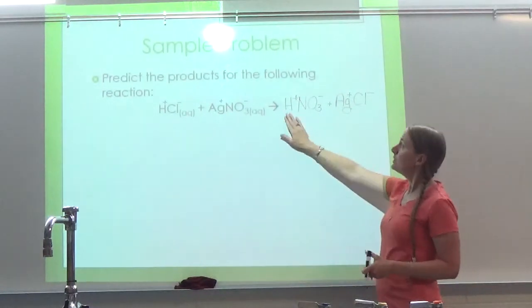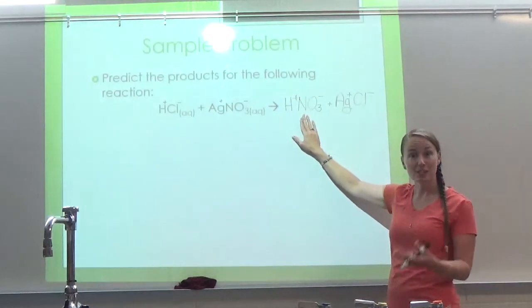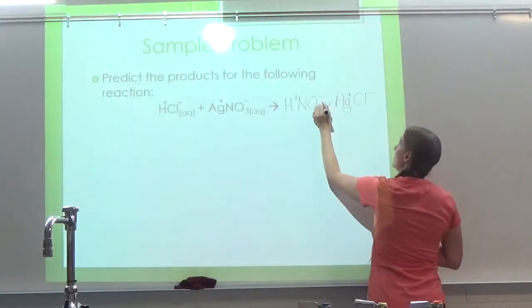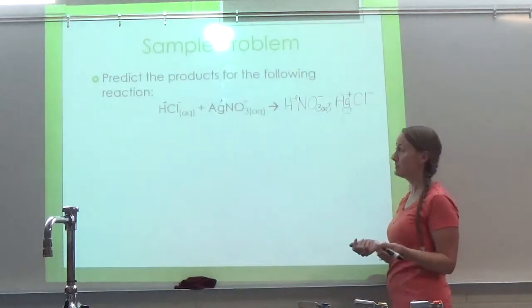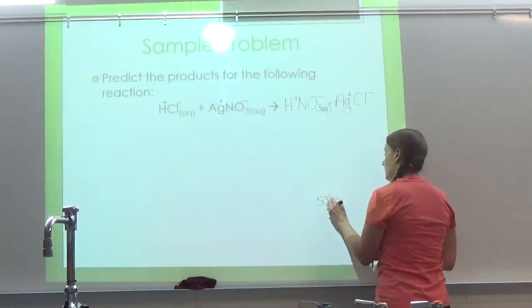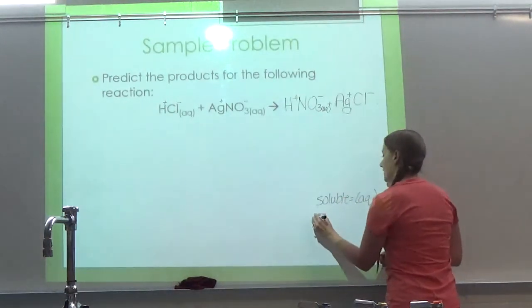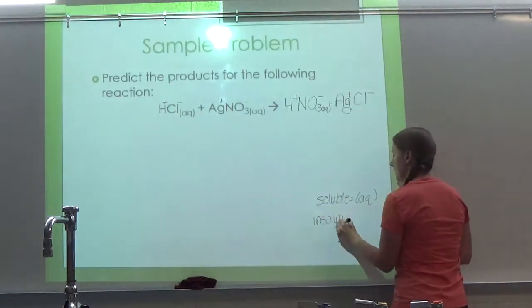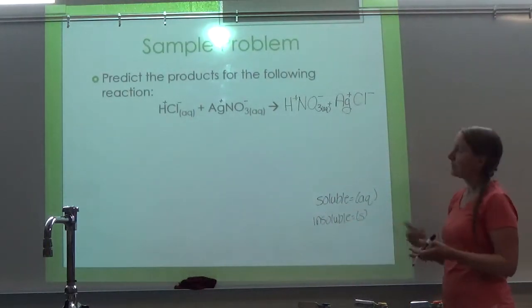On your solubility rules, H is not on there, but NO3 is on there and it says it's soluble. Remember, soluble means it's going to be aqueous. It is not going to be a precipitate. So remember, soluble means aqueous, insoluble means solid. A lot of you want to put the S for soluble because they both start with S.